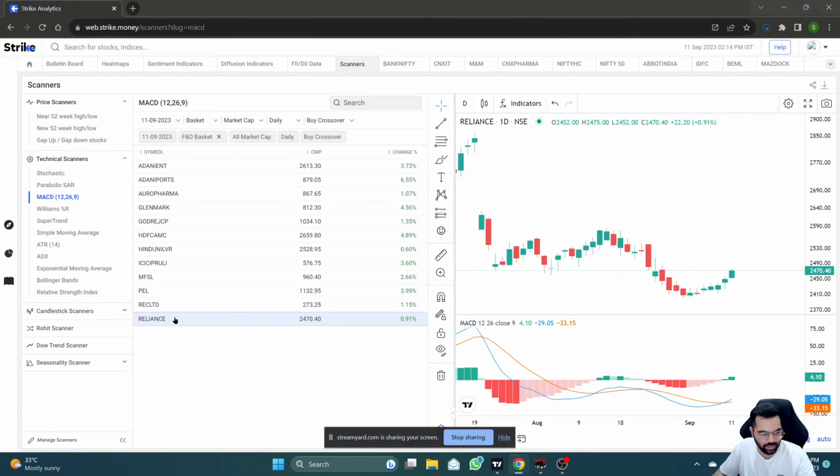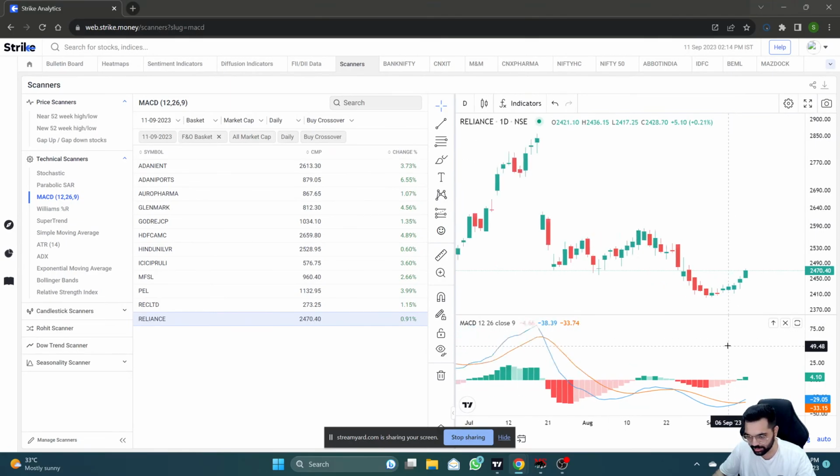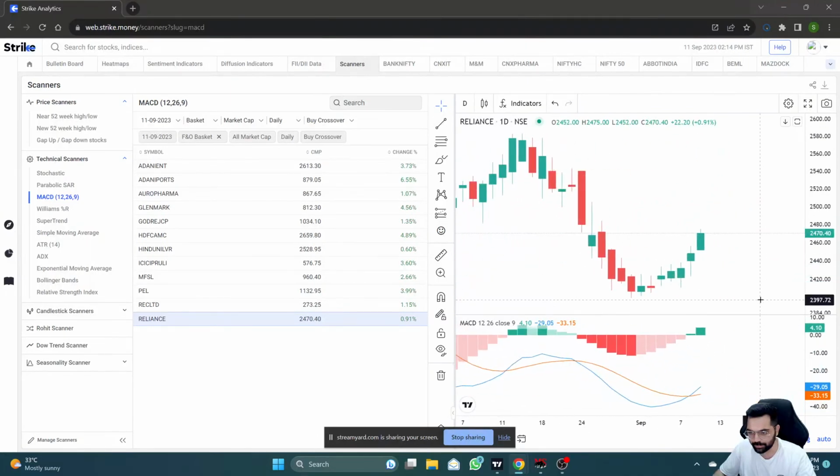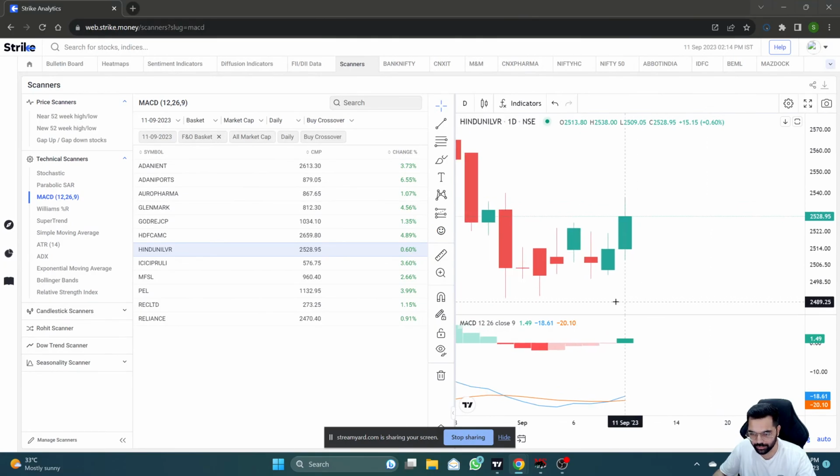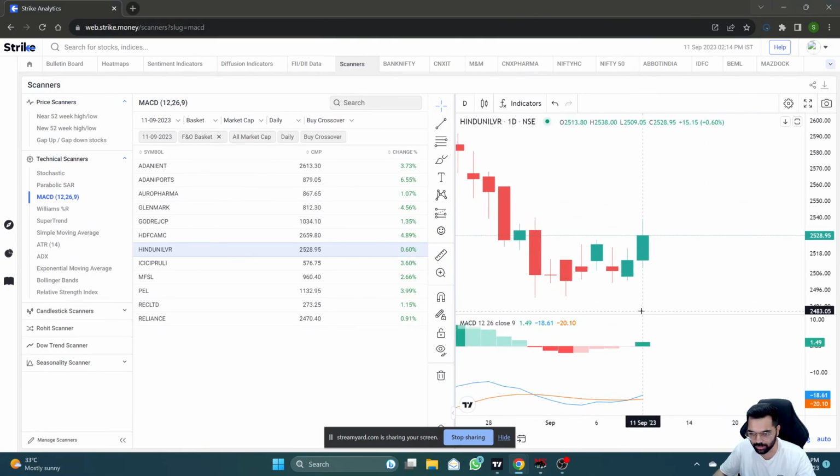So yeah, Reliance is one where the MACD is turning positive histogram as well as a bullish cross here. So since this is an index heavyweight, it can have an effect on Nifty as well. This is another one, Hindustan Unilever. Here as well, we are getting a bullish MACD crossover along with the positive histogram.